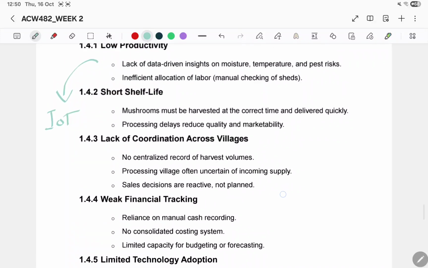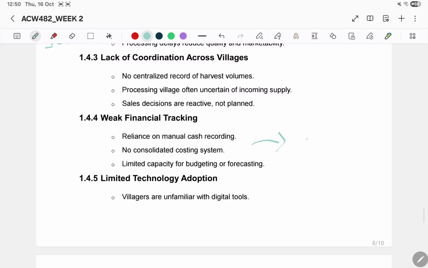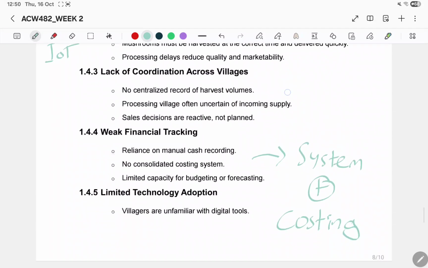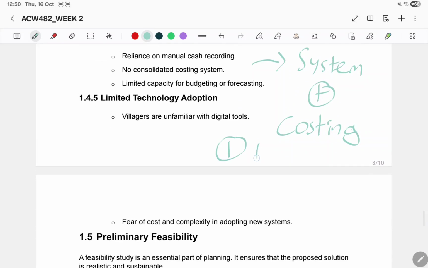Where's the costing? That's a part where you do. Over here, maybe you can develop a system, system plus costing embedded. There are 2 parts that you're going to solve. The first part is on the farm, the second part is on the processing.